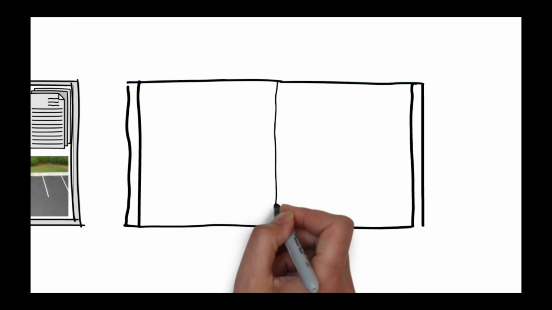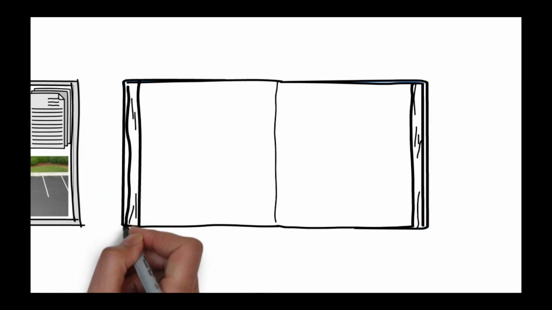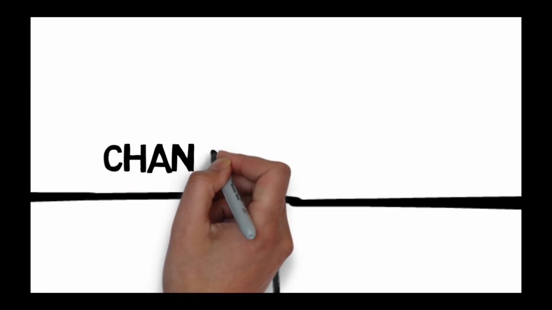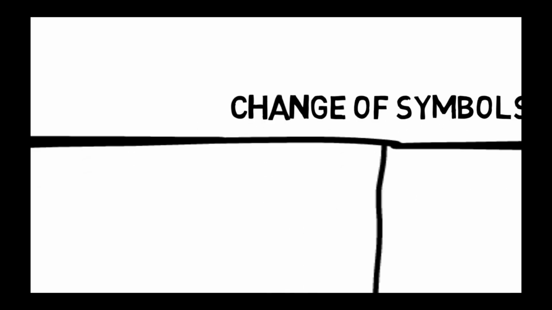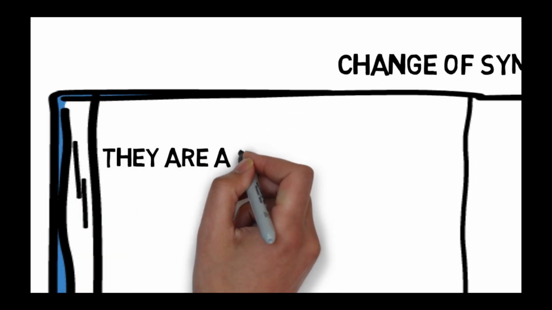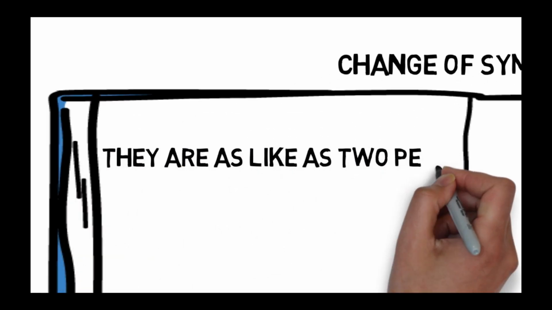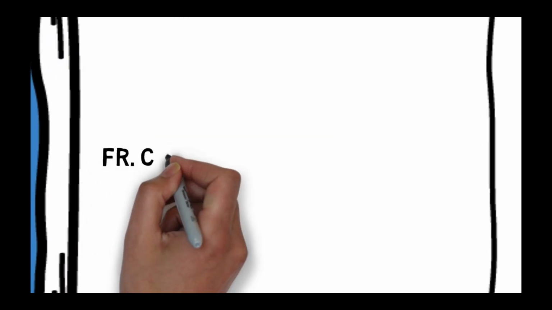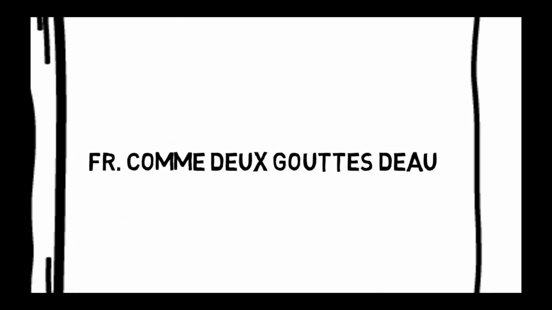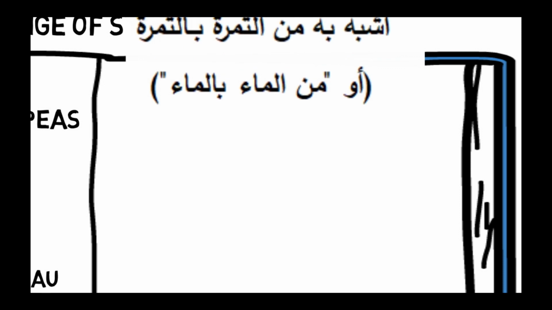The last type of modulation is to change symbols. It's a very interesting and useful process for intercultural communication. For example, as like as two peas. In French, they have something different, like 2 drops of water.